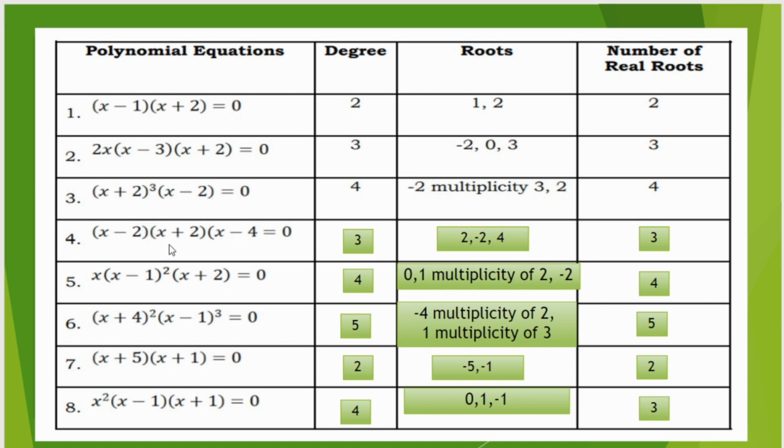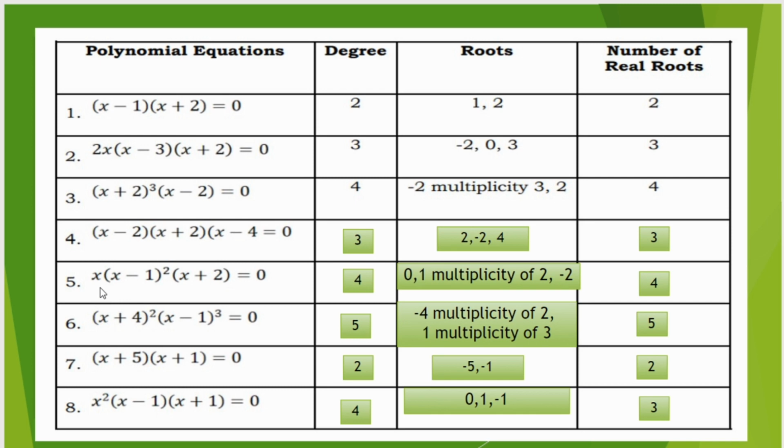So, x times x times x is x cubed. So, that's the highest exponent. So, that's the degree 3. So, what is the root in here? X minus 2 equals 0. Transpose negative 2, it will be positive 2. So, positive 2. X plus 2 equals 0. Transpose positive 2, it will be a negative 2. X minus 4, transpose negative 4, so this will be a positive 4. So, how many roots do we have? Real roots. So, we have 3.